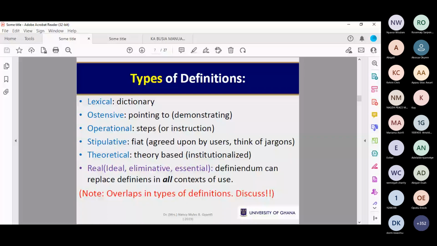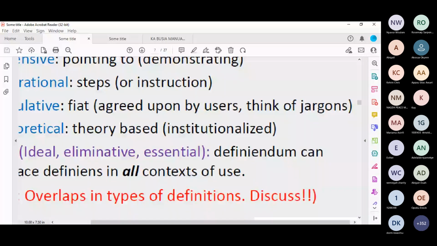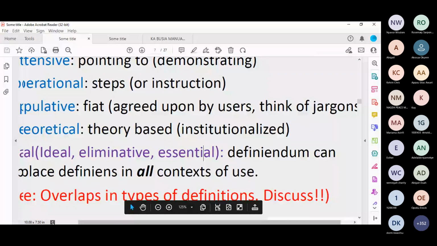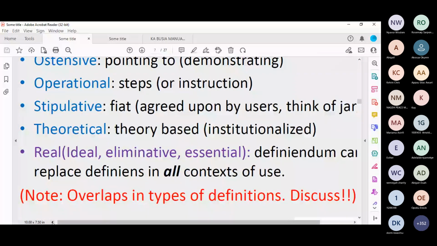So we have to understand that when we give all these definitions, even the ostensive one, which points to something specific, there are possible weaknesses with it. So the real definition, which is the last one down there that we want to focus on, is the one that really does what a definition should do. And that's why we call it real definition. We also call it ideal definition because it is perfect. It is a perfect expression of what a definition should be. Remember, we say definitions give meaning to an unknown word. So it does so perfectly.